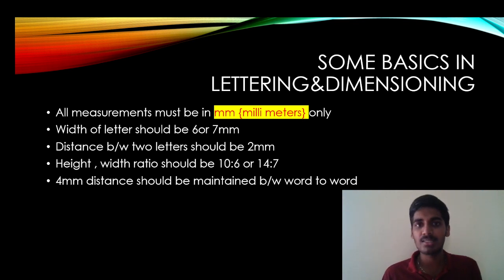If centimeters are given in the question, say 100 centimeters, you should convert them into millimeters. In engineering graphics, millimeters must be used, no other measurement. The width of the letter should be 6 to 7 mm. Suppose I am writing Nikhil VIIT BTech. The letter N should be 6 to 7 mm. Width means whether it is up or down, that width should be 6 to 7 mm.